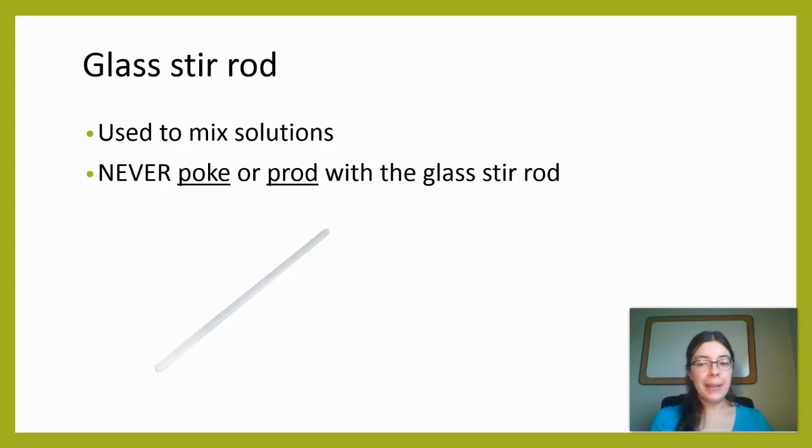Oftentimes in the past, I've not had this in one of my classes, and I hope I never do, but someone forgets the rule about only using it for stirring, and they try and poke something with it, and then the glass goes straight through the palm of their hand. That would be painful and gross, so don't do it. Just use it to mix.